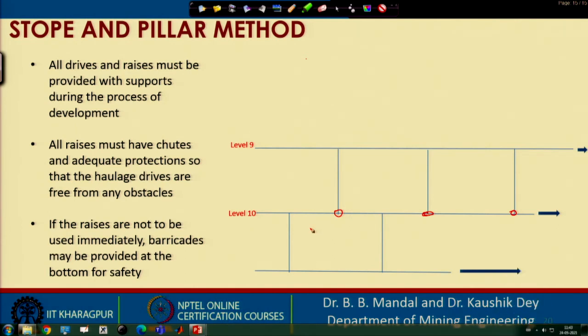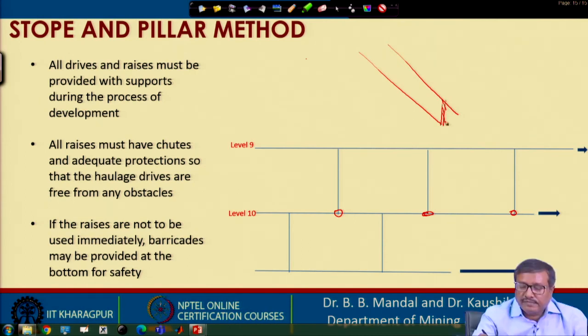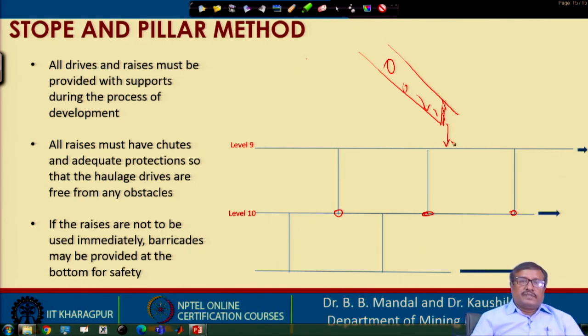If the raises are not to be used immediately, as I said, it is very rarely done, barricades must be provided at the bottom for safety. So, if you are making one raise like this, then we can make a barricade here, so that any falling material will not come down to the levels. That is essential for long term protection. You can keep one small door for movement of people.